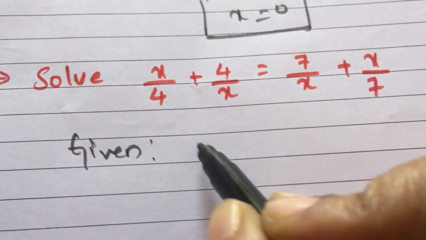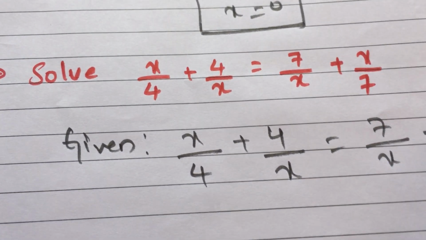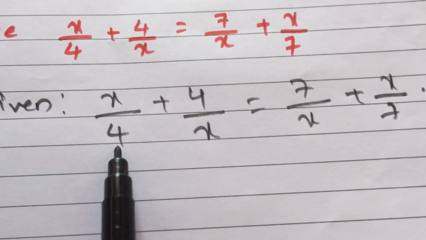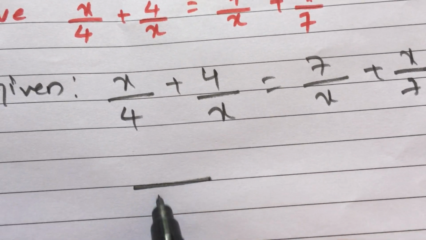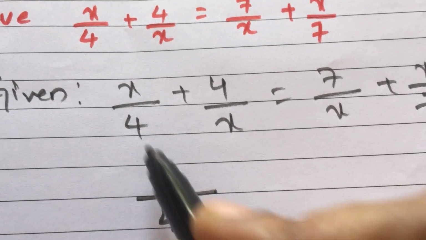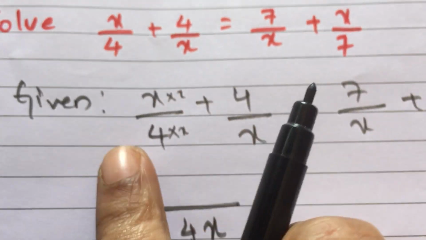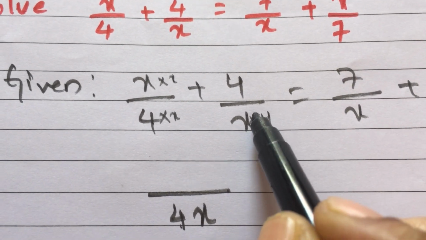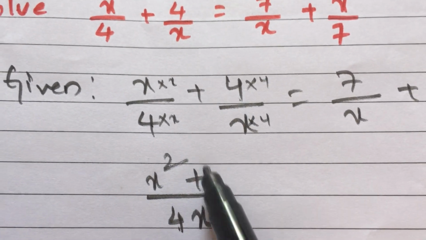Like I said, given x by 4 plus 4 by x is equal to 7 by x plus x by 7. Now when these kind of questions are given, when the denominators are there, take the LCM for this. So this becomes 4x. So here the denominator should be 4x, right? That means already we have 4, we still don't have x, so into x for this term. Here we have already x, we need 4, so into 4. So this becomes x into x is x square, 4 into 4 is 16.